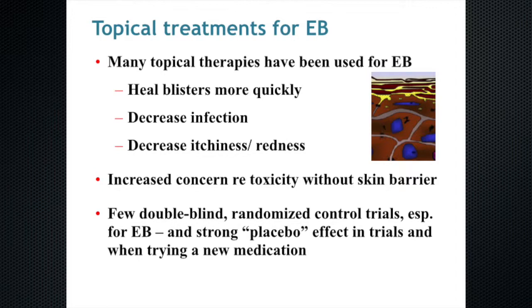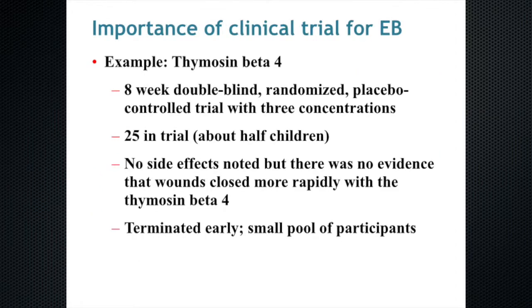Now, sometimes clinical trials are not effective and there's problems with designs or there are not enough people in them. Here's an example. Some of you may have participated in a trial that ended a few years ago of a new agent that people thought might really be helpful with EB in healing wounds. It was called thymosin beta-4. It was an 8-week, double-blind, randomized, placebo-controlled trial. There were 3 concentrations of medicine and there was the vehicle base. There were about 25 in the trial, about half children, and it showed it was very safe. But in this trial, there was no evidence that the wounds closed more rapidly in the ones getting the active ingredient versus the placebo control.